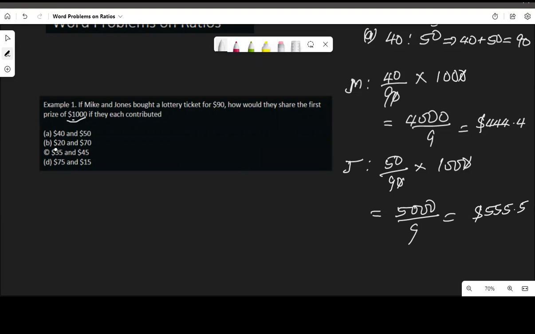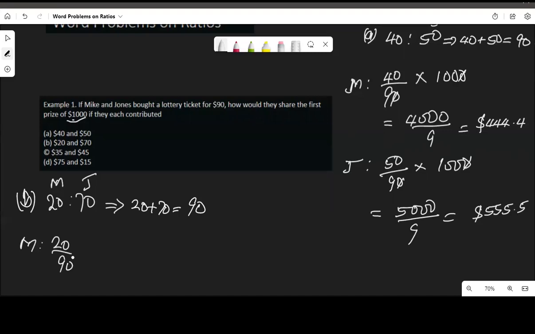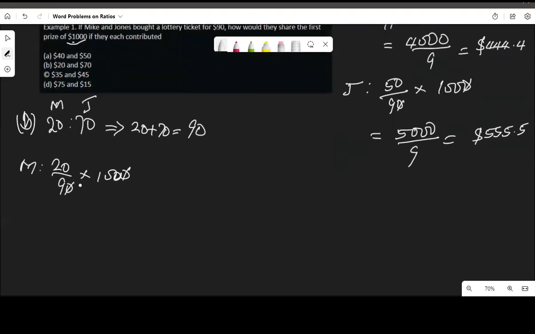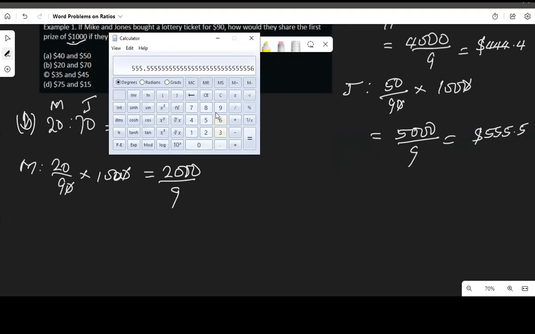Now for question B, Mike contributes $20 and Jones contributes $70. Question B, 20 to 70. 20 for Mike, 70 for Jones. That means Mike's share of the winning prize will be 20 divided by the total. Let's first add: 20 plus 70 is 90. Mike's share will be 20 divided by 90 times $1,000. Reduce the zero. 20 times 100 is $2,000 divided by 9, which is 222.2.